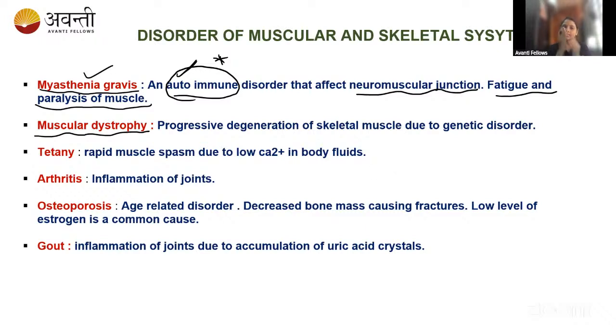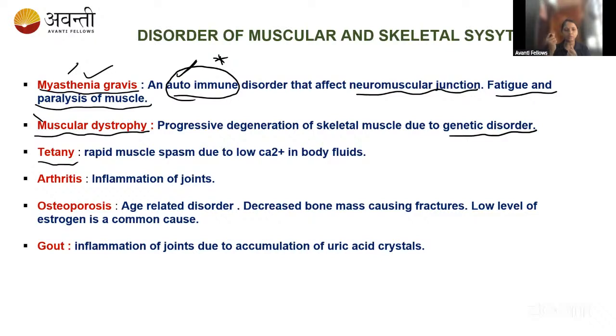Then coming to muscular dystrophy, it is a genetic disorder that leads to thinning of the muscle. Don't get confused between muscular dystrophy and myasthenia gravis. Myasthenia gravis is an autoimmune disorder, whereas muscular dystrophy is a genetic disorder. Then coming to tetany, you know tetanus, right? What will happen in tetanus? There is rapid muscle spasm. The muscles will not move correctly.